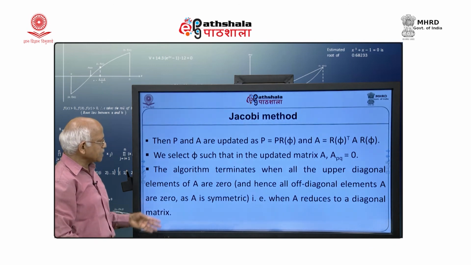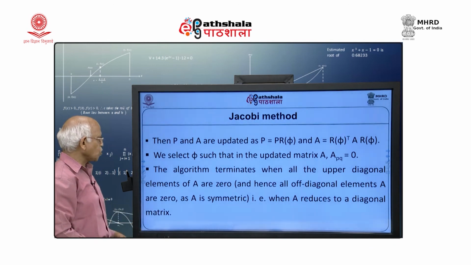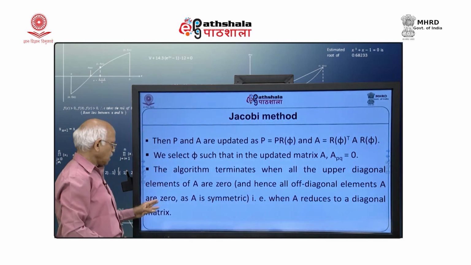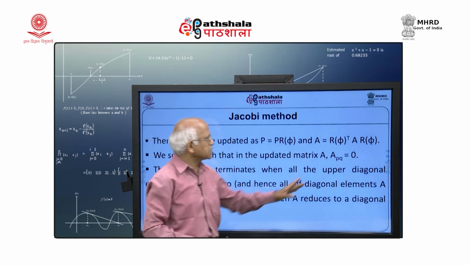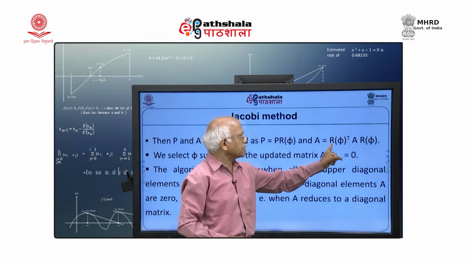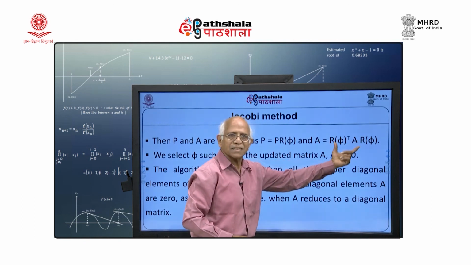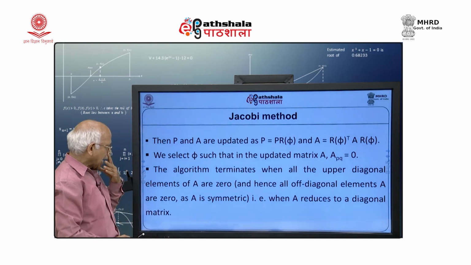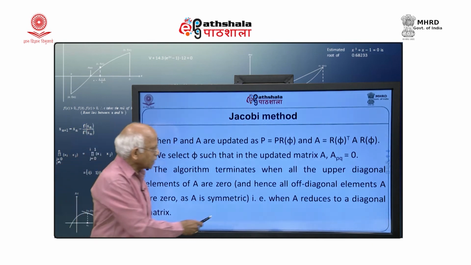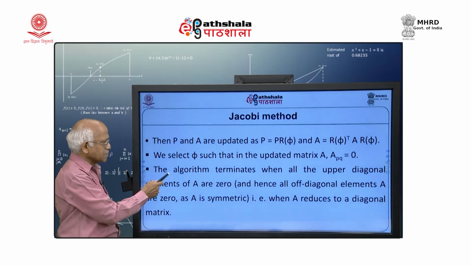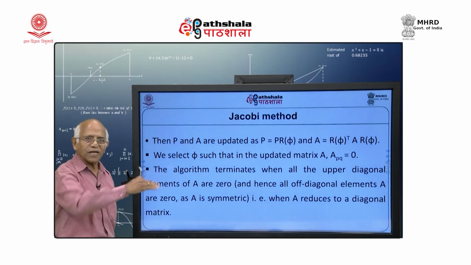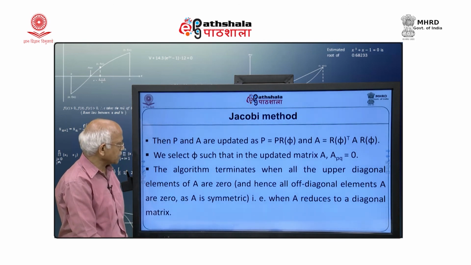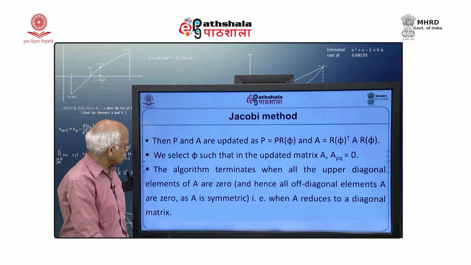The algorithm terminates when all the upper diagonal elements of A are 0, and hence all off diagonal elements of A are 0, because the symmetricity of the matrix is not changed. We are multiplying by R phi inverse and R phi on both sides, and therefore this matrix also remains symmetric. So as A is symmetric, when all the off diagonal elements become 0, it reduces to the diagonal matrix, and that is what we want. We can get the D matrix only after reducing all these elements to 0.